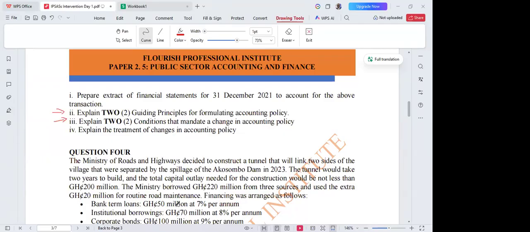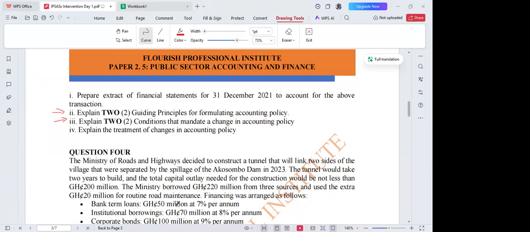Yes, sir. We can also use the cumulative effect of changes in net assets and equity. So we can look for the cumulative effect.